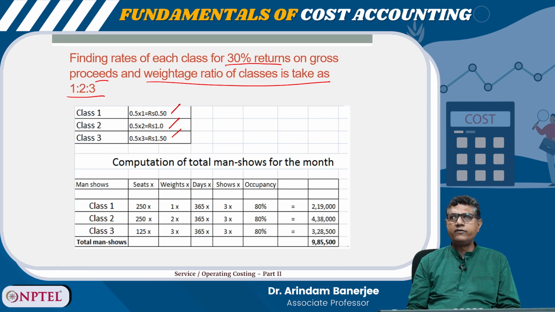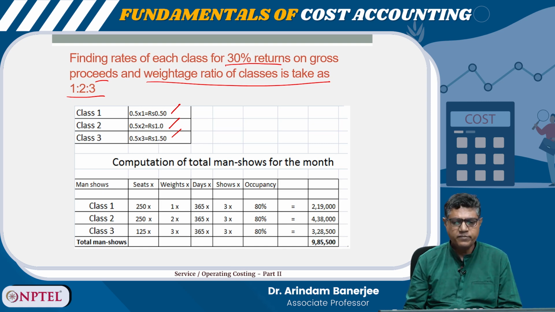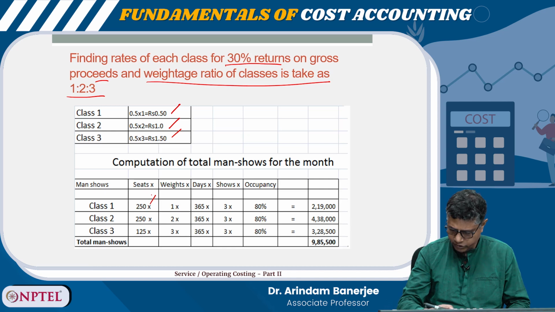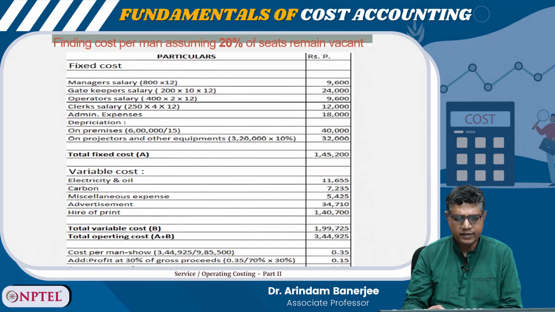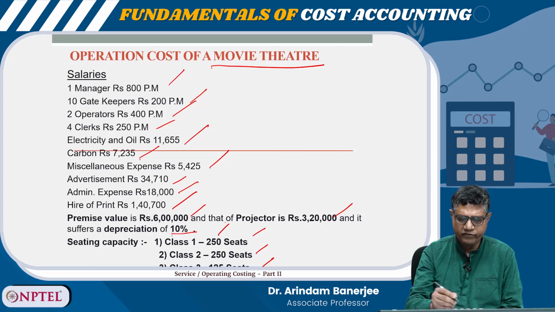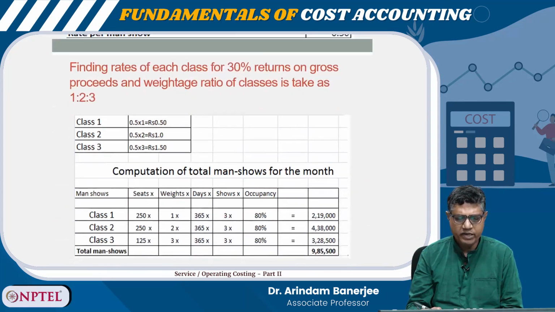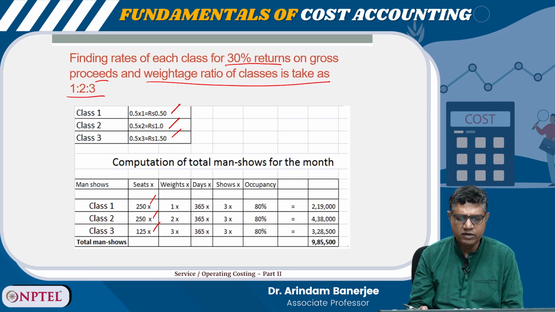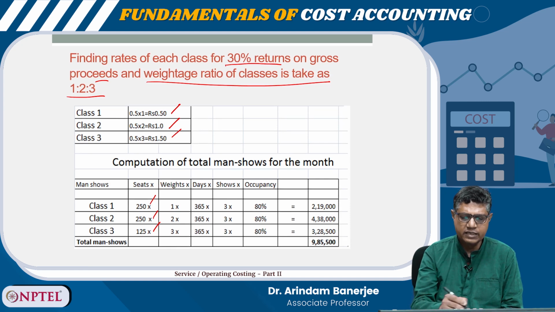So computation of total man show for the month, right? We can calculate the total man show for the month like this. So class 1, how many seats? 250, it is given in the question, right? You see 250, for class 2 also 250, for class 3 it is 125. So what is the weight? Weight is 1, 2 and 3 respectively. Days for all of them it is 365 days. Shows per day 3, right?